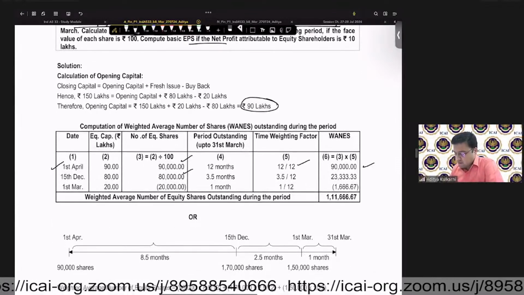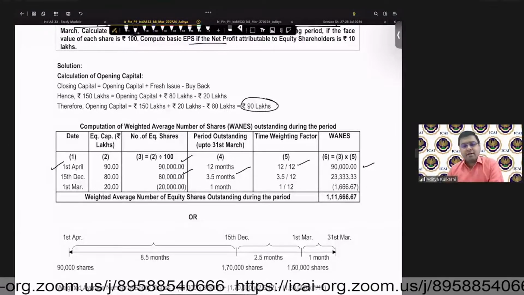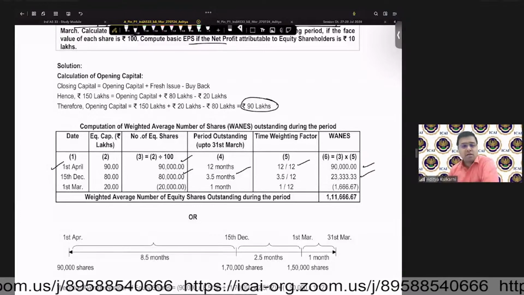That means 80,000 shares are in existence for 3.5 months. Half of December plus Jan, Feb, March. So 3.5 months. So 23,333.